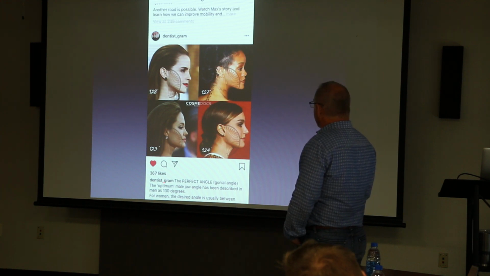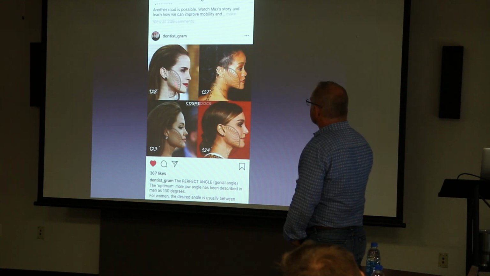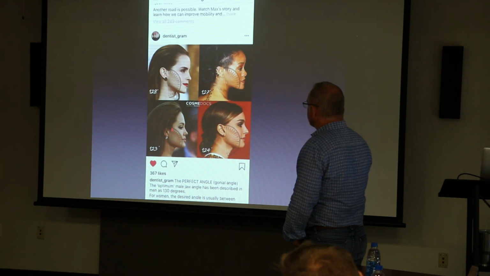On a male, this angle on average, ideal would be considered 130 degrees, but on these women, you'll see a variation from 123 to 127, 124. When we talk about this angle, I also call it the mandibular plane angle, okay? That's what they're measuring, right there. See how hers is a little more flat than this one?